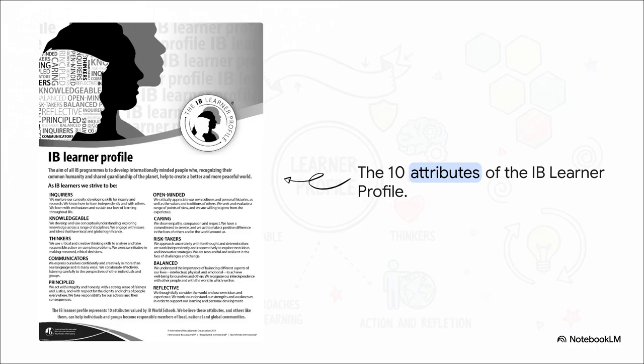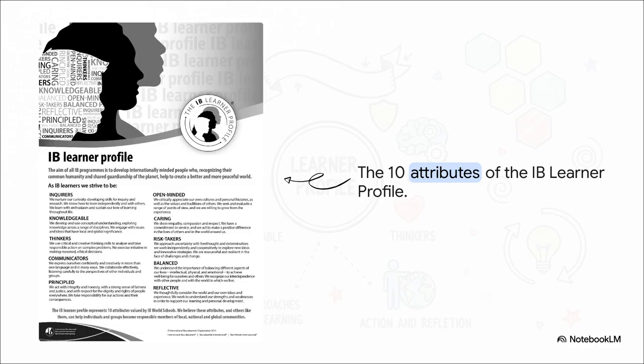Across all 4 programs, students are actively striving to become inquirers, knowledgeable, thinkers, communicators, principled, open-minded, caring, risk-takers, balanced, and reflective. It's a lot, I know, but these 10 attributes anchor that abstract philosophy of the mission right into the students' daily character development. It acts as a shared framework, helping them become responsible members of their local, national, and, of course, global communities.